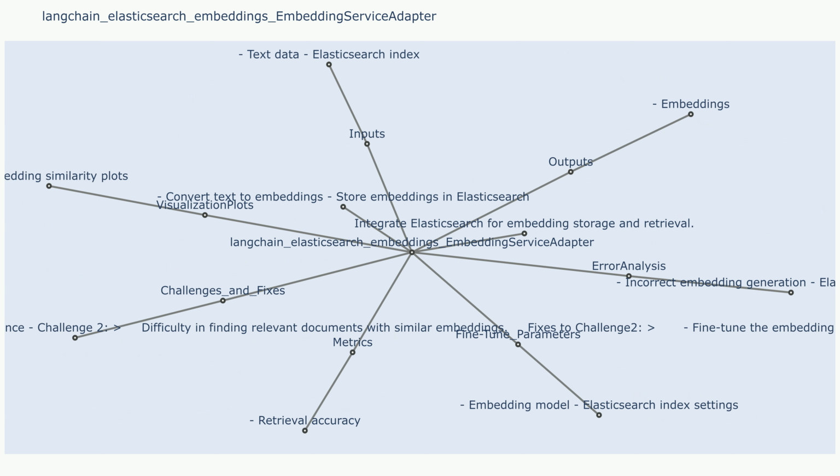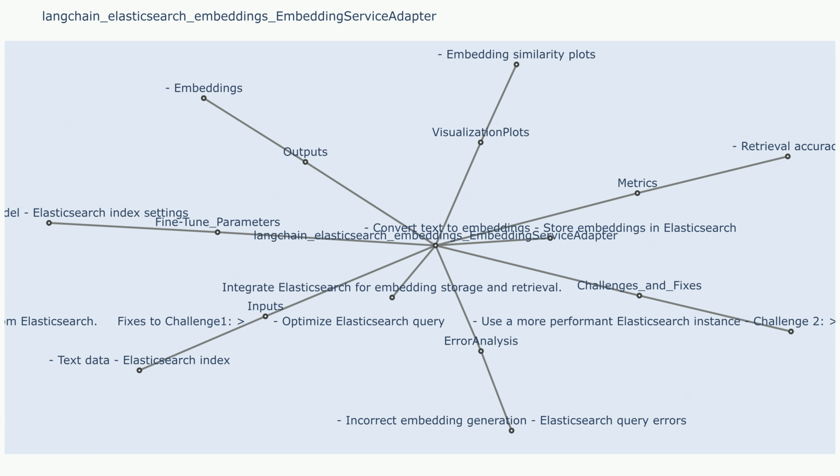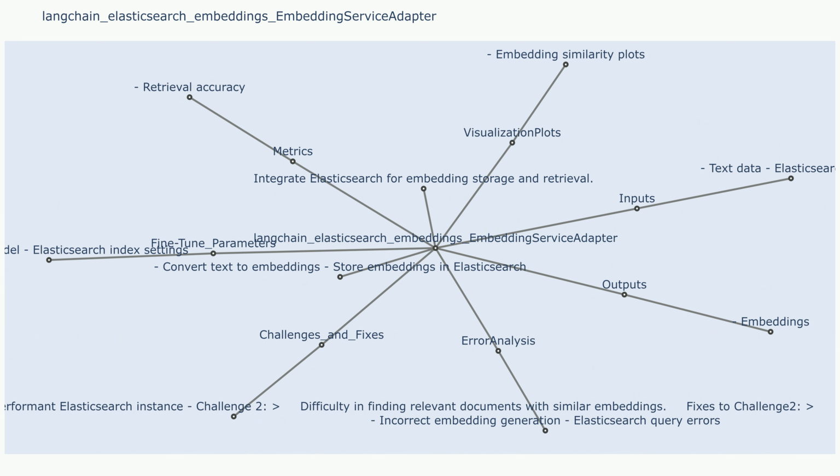Visualization plots. Visualization plot 1. Explain in detail. Visualization plots can be used to assess the quality of the embeddings. For example, you can create scatter plots to see how the embeddings are distributed in vector space, or use t-SNE to visualize high-dimensional embeddings in a lower-dimensional space.